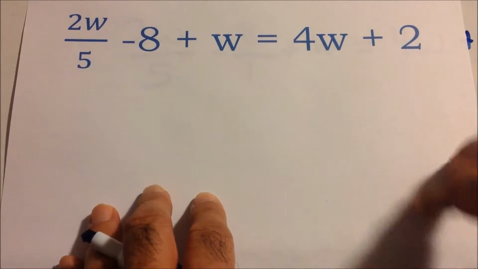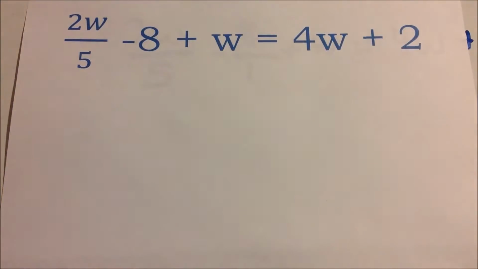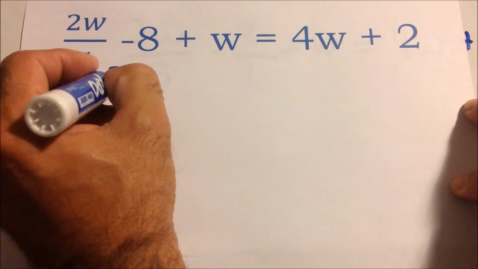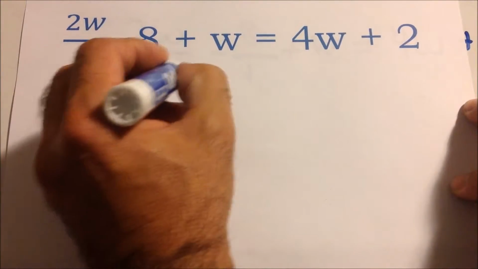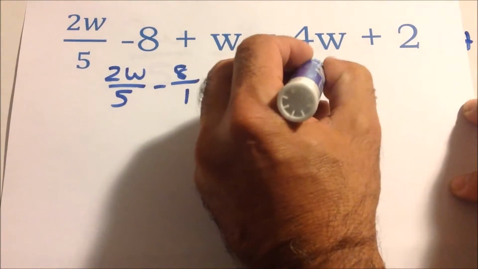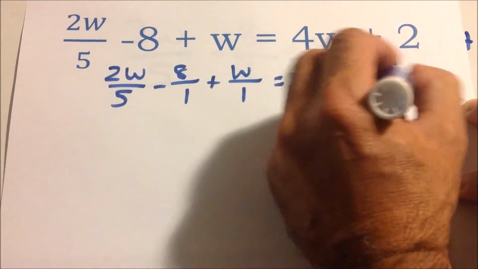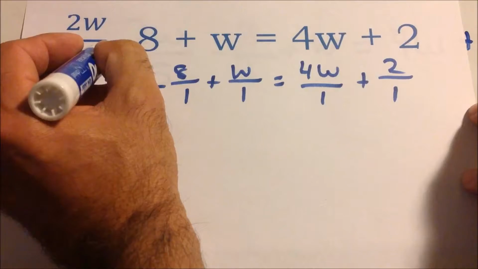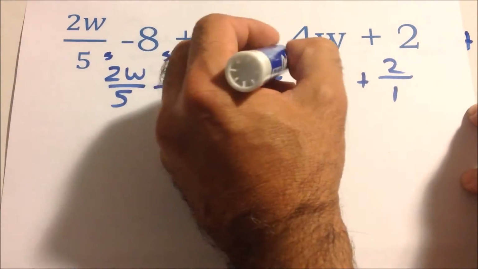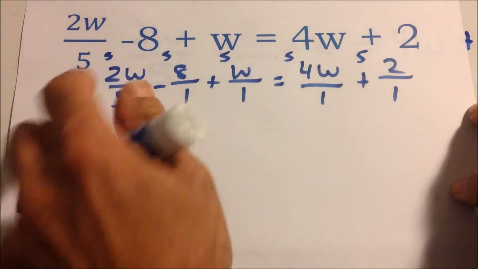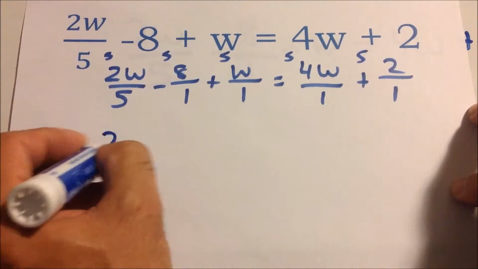Now, here we can clearly try to find what w is because we have an equal sign. So let's do the same thing. Let's clean it up a little bit. 2w over 5 minus 8 over 1 plus w over 1 equals 4w over 1 plus 2 over 1. And again, the common denominator is 5. So I'll put a little 5 up there. So again, 5 goes into 5 once. 1 times 2w is 2w.